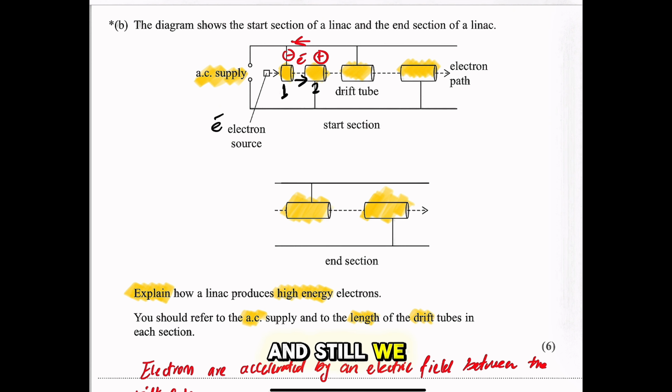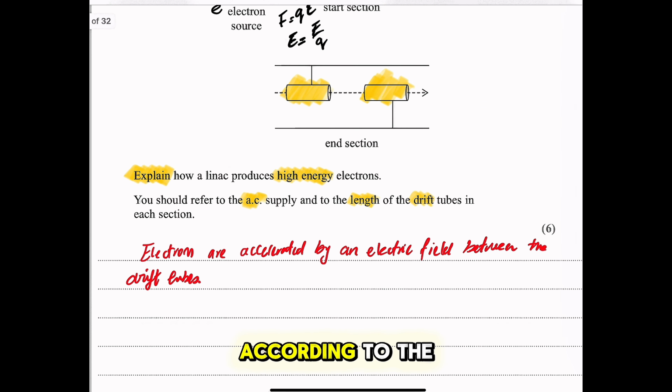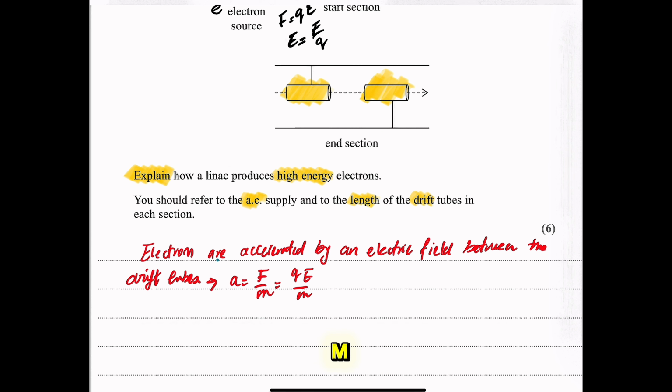And still we have to use F equals QE, or E equals the electrostatic force divided by the charge of the electron. I would say, according to the formula to support my answer, which is a equals F divided by m, and QE over m, I know that the electric field between the drift tubes is directly proportional to the acceleration. This is point 1. I get 1 mark.